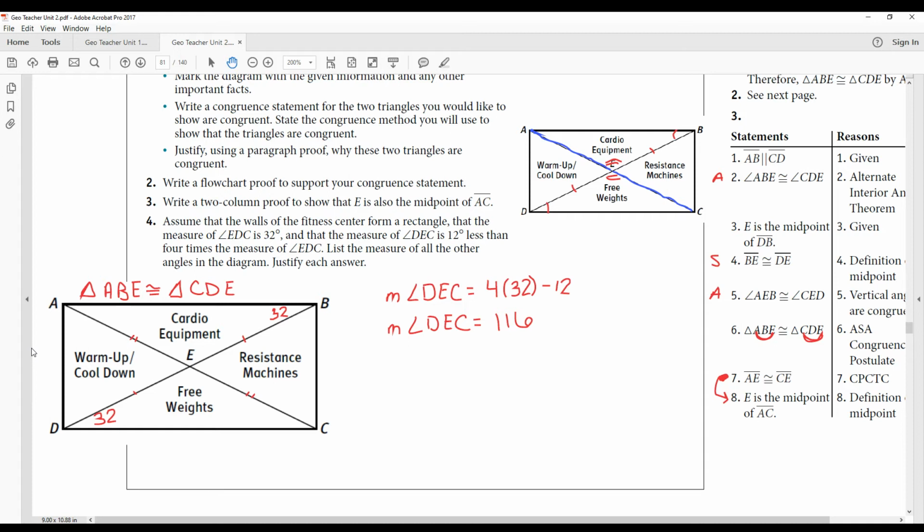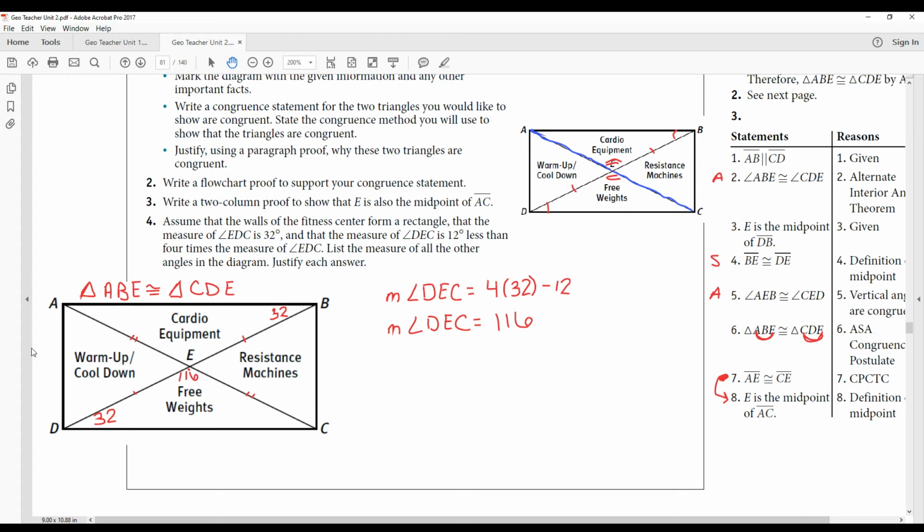So the other piece of information that they gave me was angle DEC, which is this angle right here. It says DEC is, so there's where my equal sign goes, 12 less than, so that means I'm taking 12 away from something, 4 times the measure of EDC, and EDC is 32. So 4 times 32 minus 12 is 116. So this angle right here is 116.